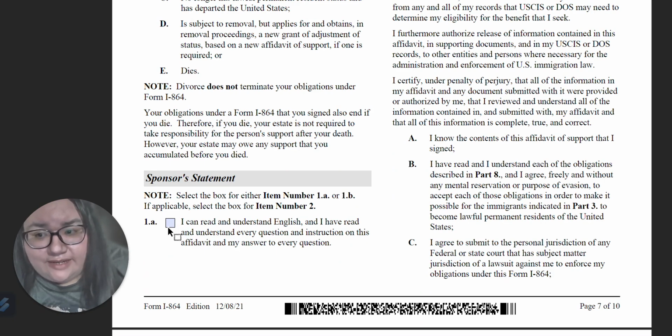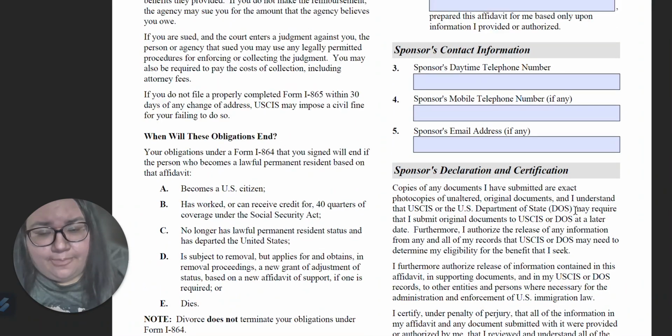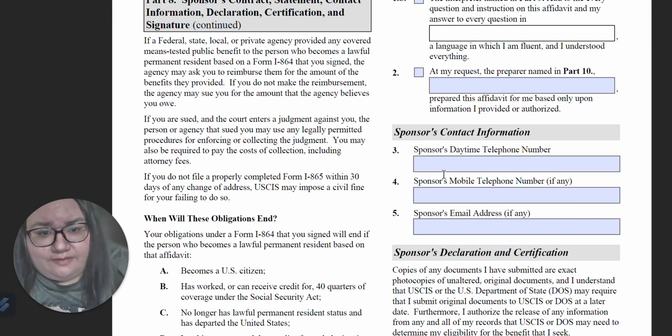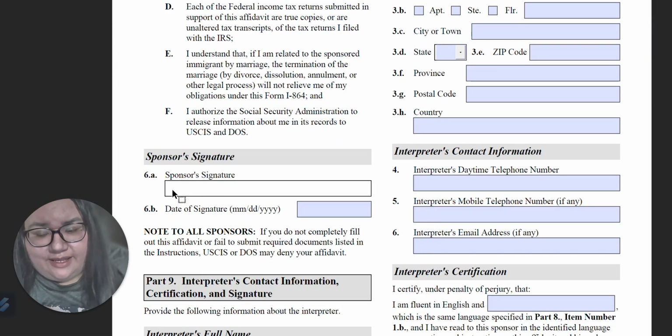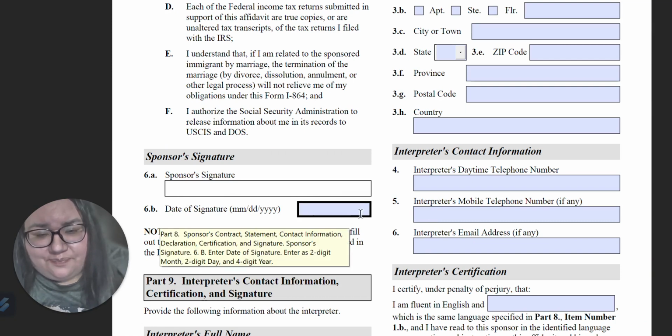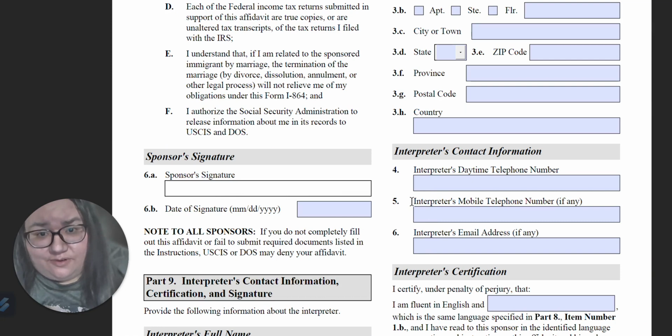And then you're going to go ahead and fill out your phone number, cell phone number, email address. And last but not least, you're going to go ahead and sign it here on 6A and date it on 6B. So I hope that this was helpful. This was just a very straightforward guide as to how to fill out the I-864 based on just a normal scenario of a petitioner who does earn enough income to sponsor the immigrant.